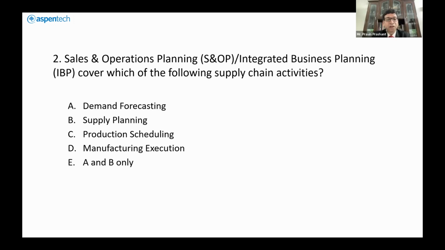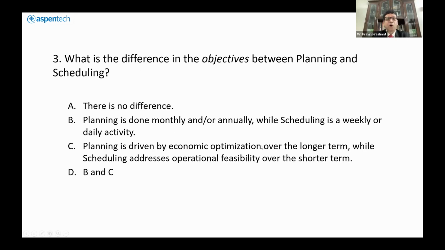So now we move to the third question: what is the difference in the objectives between planning and scheduling? A, there is no difference. B, planning is done monthly or annually, while scheduling is a weekly or daily activity. C, planning is driven by economic optimization over the longer term, while scheduling addresses operational feasibility over the short term. D, B and C.